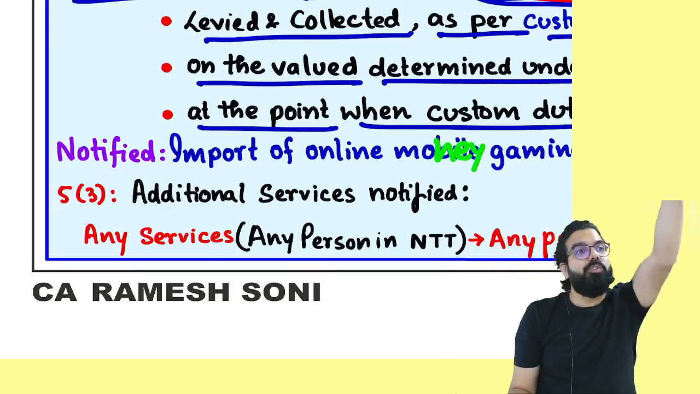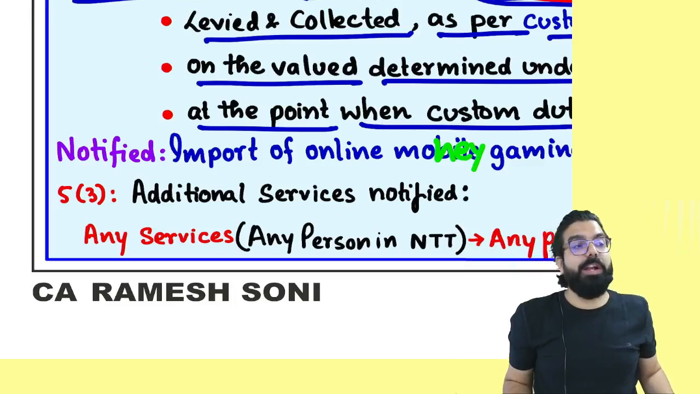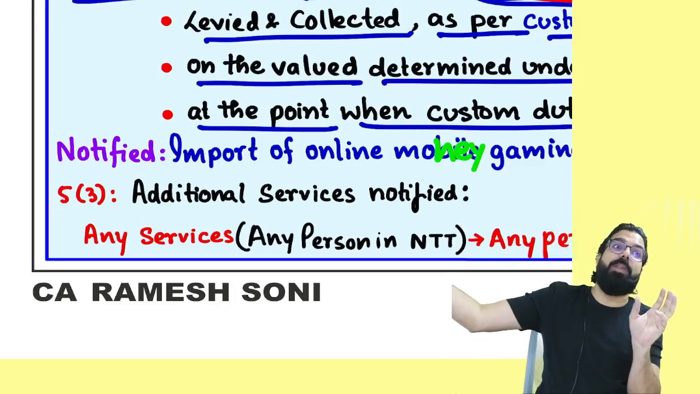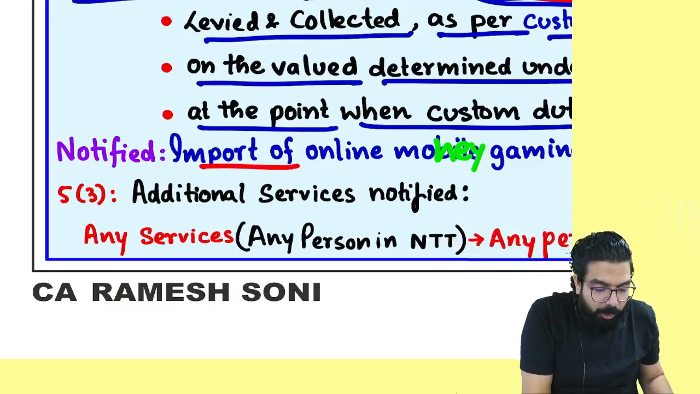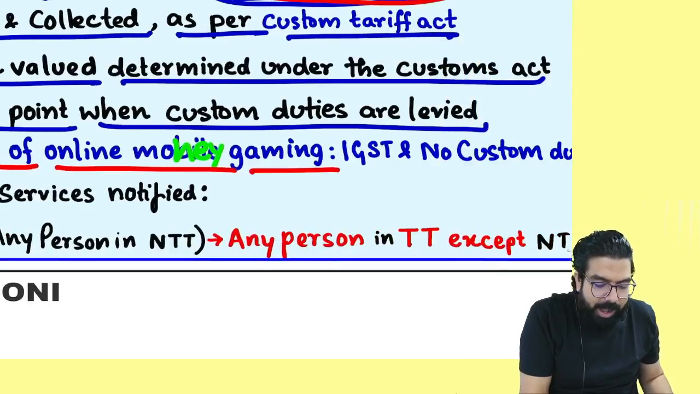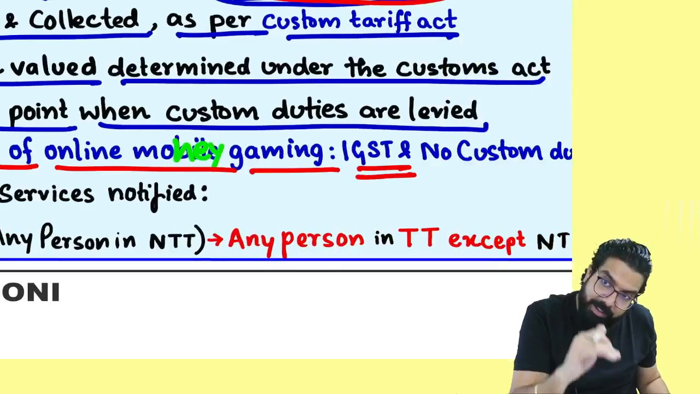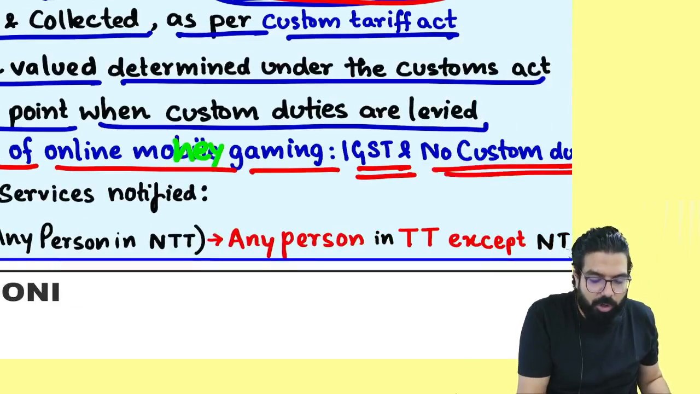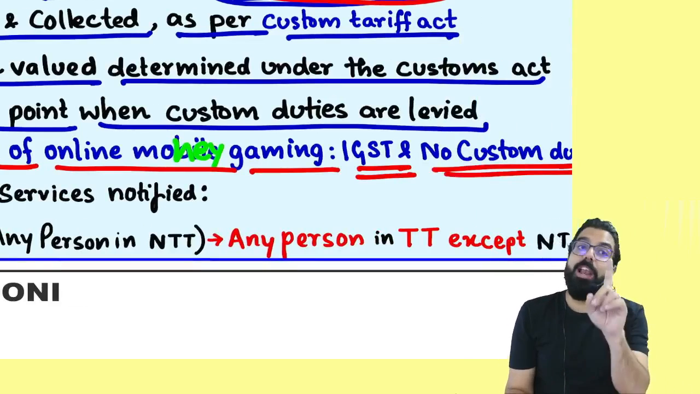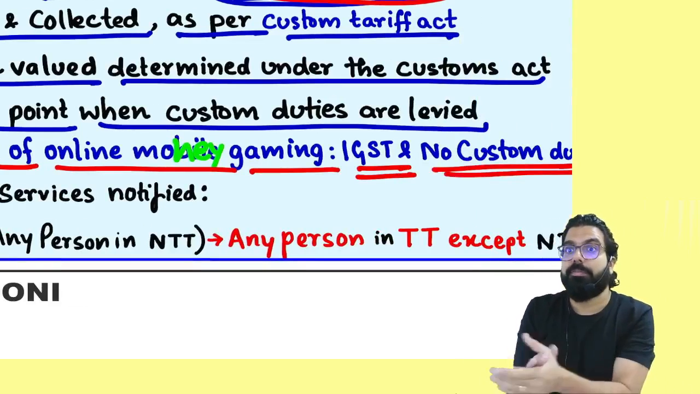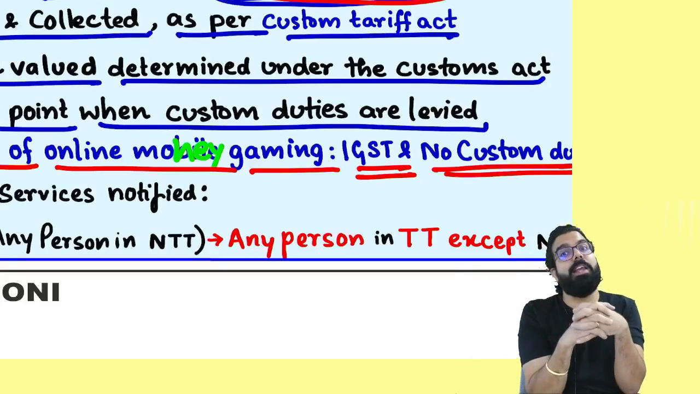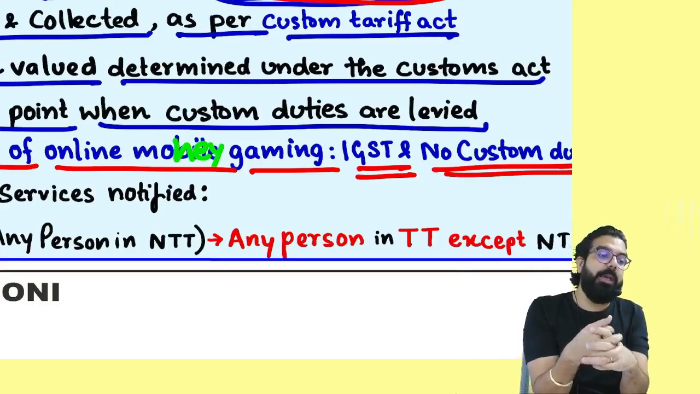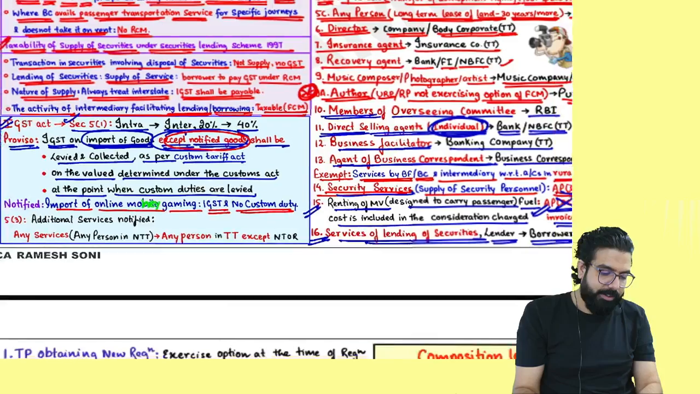So somebody from outside India, poker.com, went ahead and gave an actionable claim. They supplied betting services in India. The government says that on importation of online money gaming, IGST will always be payable under the GST Act only, because there is no customs duty. For all other goods, customs duty and IGST are payable, but for online money gaming, only IGST is payable under the GST Act.